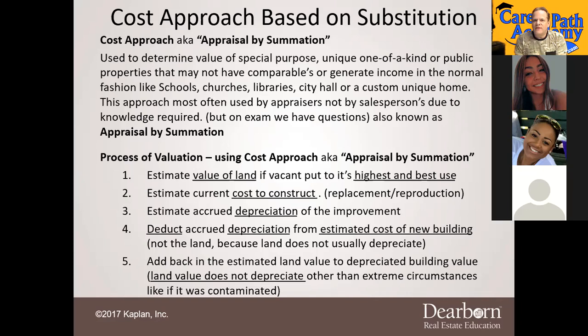It's used to determine the value of special purpose and unique, one-of-a-kind buildings or public properties that may not have comparables or generate income in the normal fashion, like a school, a church, a library, or city hall even, or a custom unique home. So this approach is most often used by appraisers, not by salespersons, due to the knowledge that's required in order to figure it out.